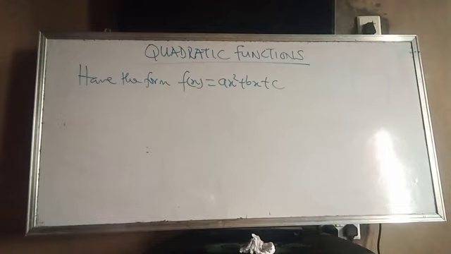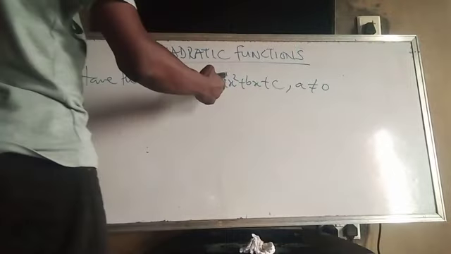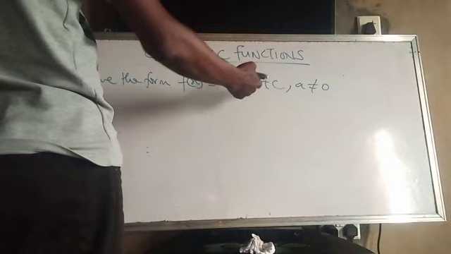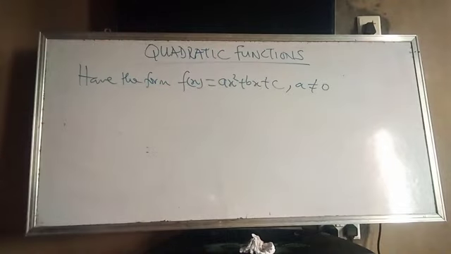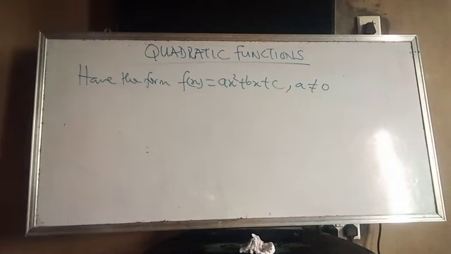Now, note that our a must not be equal to 0, because the moment a is equal to 0 here, it will no longer be a quadratic function. It will now become a linear function, because by the time a is equal to 0, the ax squared term is 0, so we are left with bx plus c.